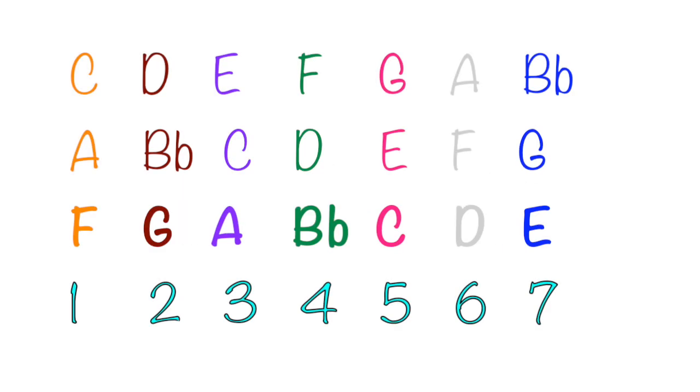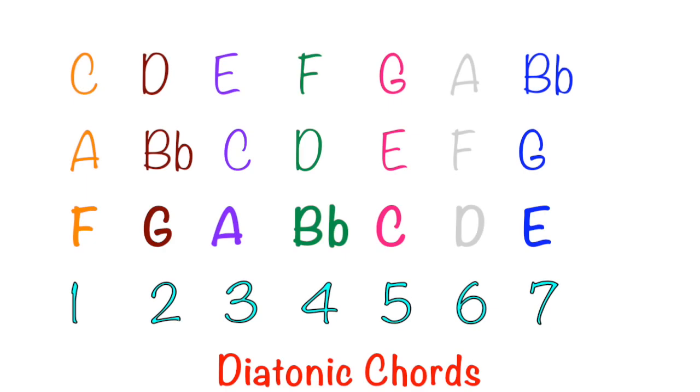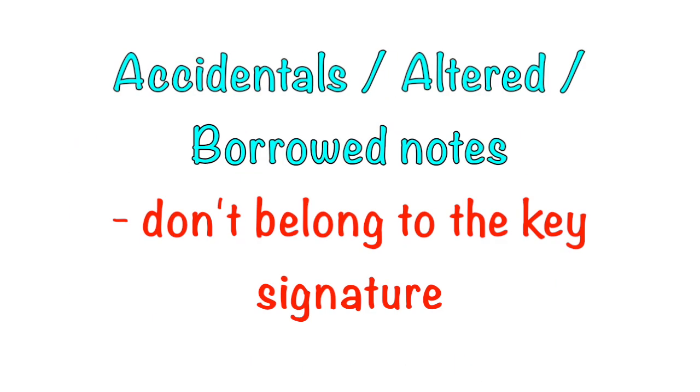A piece of music will generally use any of the 7 triad chords that are formed using the notes of their scale. These are called diatonic chords, which stay true to the notes within the key signature a piece of music is in. Any notes that don't belong to that key signature are again called accidentals, or altered borrowed notes.